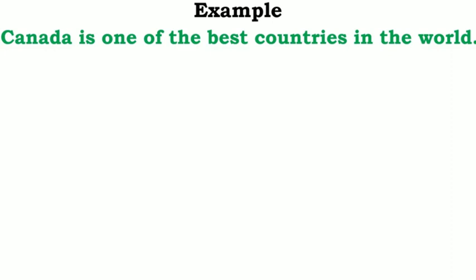Canada is one of the best countries in the world. This first part of the argument is green. This is an introduction sentence expressing a point of view. Just by reading this introduction sentence, I know what the whole paragraph is about.